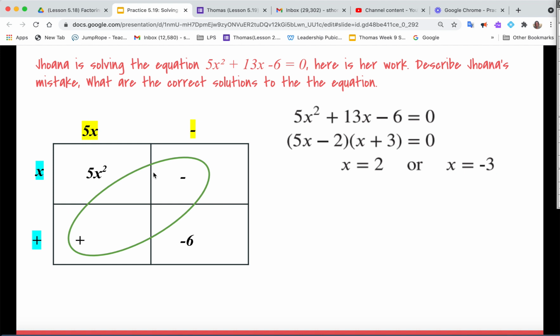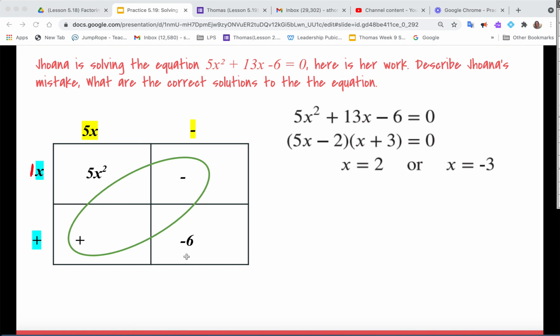So when I set up my box method, I know that in order to get 5x squared, which goes in the first box, the only two factors of 5 that I can multiply to get 5 are a positive 1 and 5. So even though I don't see the 1 here, know that that is what x means. So that's how I'm getting 5x squared.